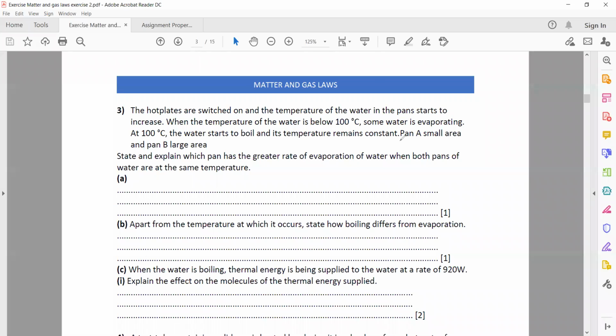So pan A has a small area compared to pan B. If we have two pans with different areas, the one which has a large area will show a greater rate of evaporation. Because more molecules are exposed to the surrounding, the number of molecules which escape the liquid surface will be higher. So pan B will have a greater rate of evaporation compared to A because more molecules are exposed to the surrounding. For pan A, few molecules are exposed to the surrounding.